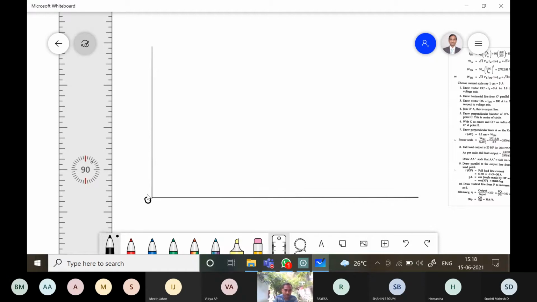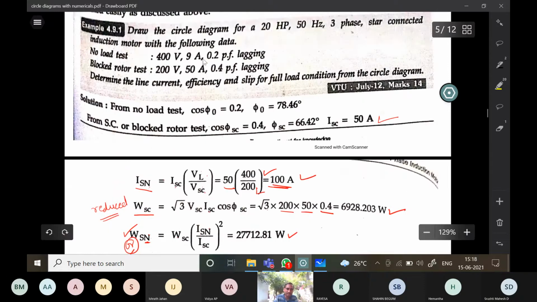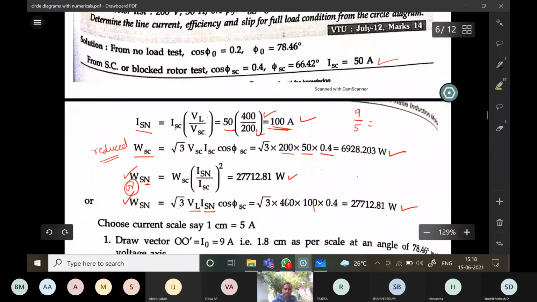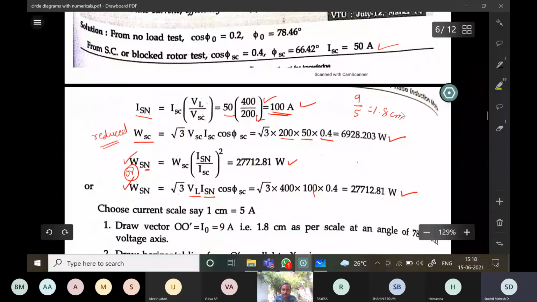Now we need to draw the current I naught. What is the value of I naught we got? 9 ampere. So 5 ampere is equal to 1 centimeter. It means how many centimeters do we need to draw for 9 ampere? 9 by 5, that is equal to 1.8 centimeter. Right?